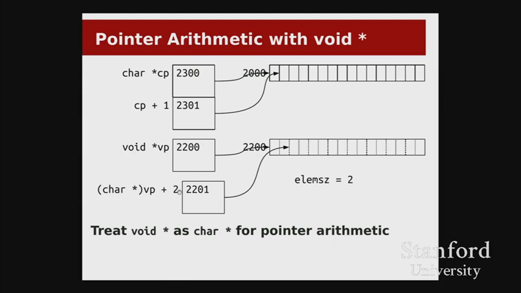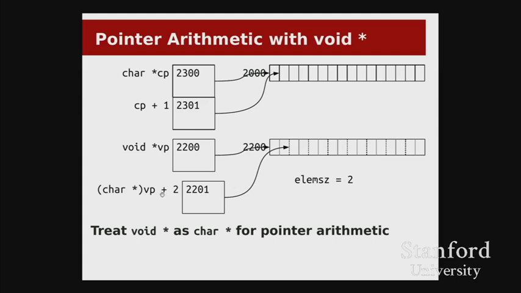Imagine if we treated VP not as a void star, where we couldn't do pointer arithmetic, but as a char star. We say, just for now, imagine that VP is pointing to characters, keeping in mind that VP is not actually pointing to characters. But imagine if it were. I also have a typo on that number.